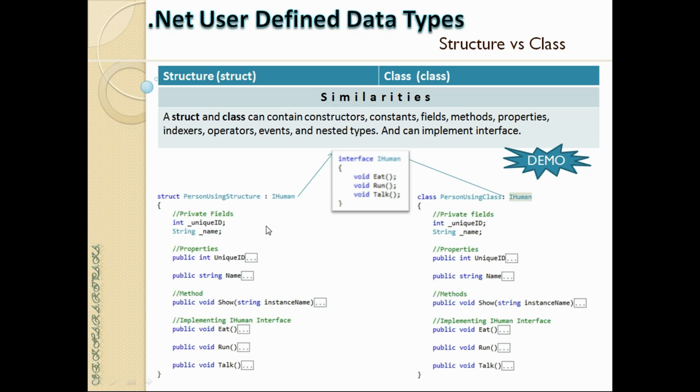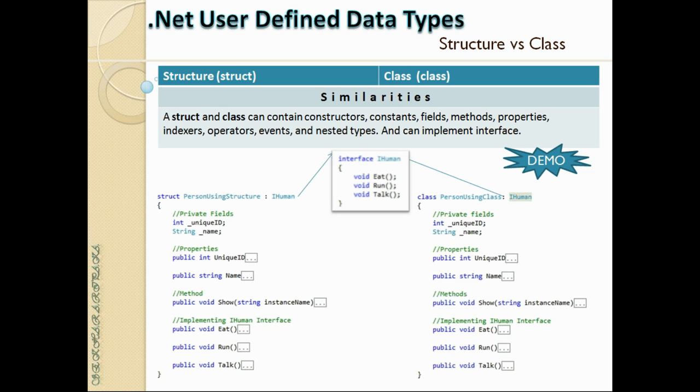Like I can have private fields here as local data members, and have properties here also, and have methods on both sides, and also implement interfaces. Interfaces are again a new topic at this stage. We will see more of interfaces once we get into object-oriented programming. An interface is like an extended block wherein it has only the declaration of the members, which need to be implemented within the members that inherit or implement the interface. In this case, this structure is inheriting the interface, and the class is also inheriting the interface. So there is hardly any difference between a structure and class.